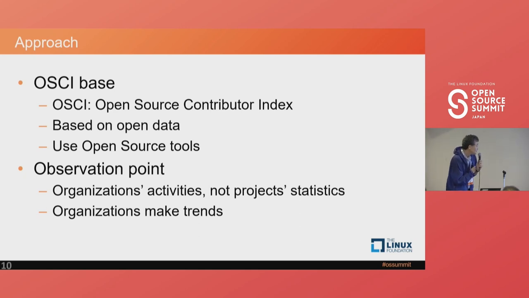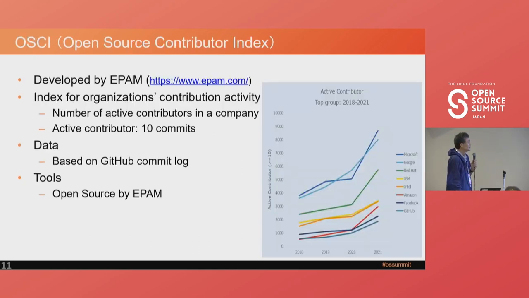And for the observation point, we focus on the company, the organization, not the project. For example, the CHAOSS project gives many good statistics on the project, whether it is healthy or not. But we focus on the organization's behavior. That is the point. And the organization makes the trend.